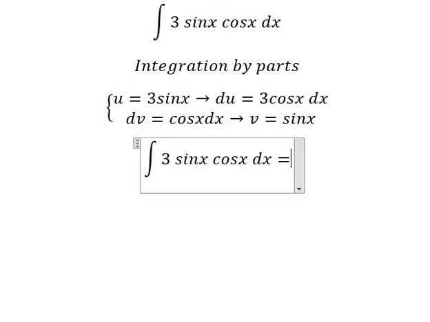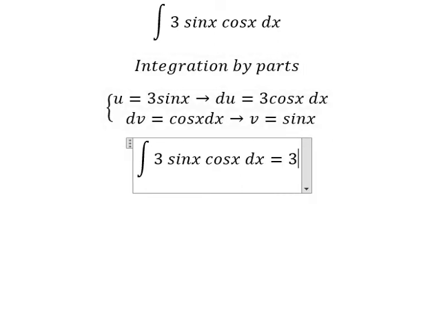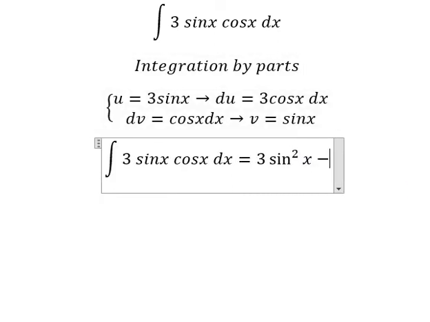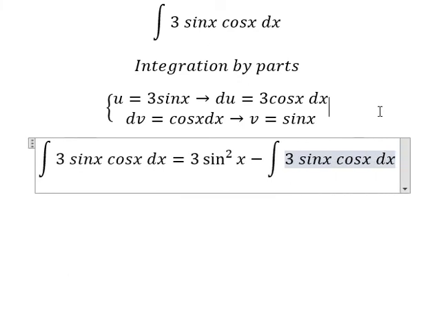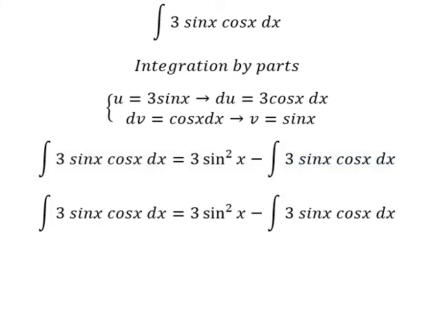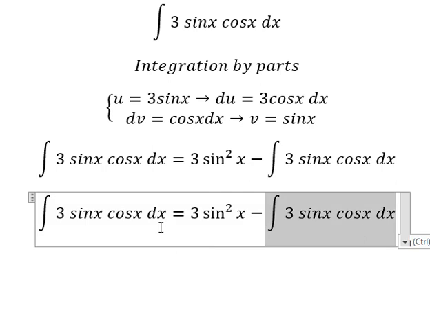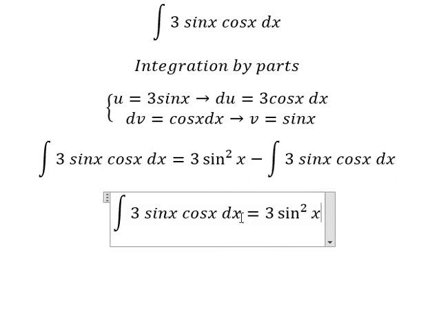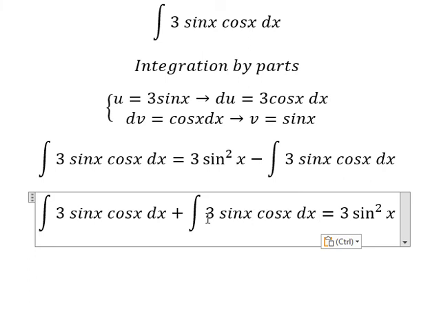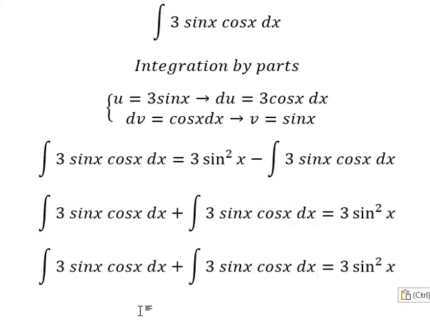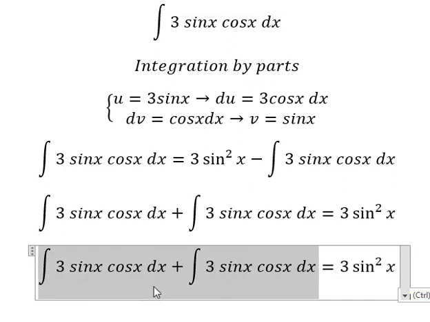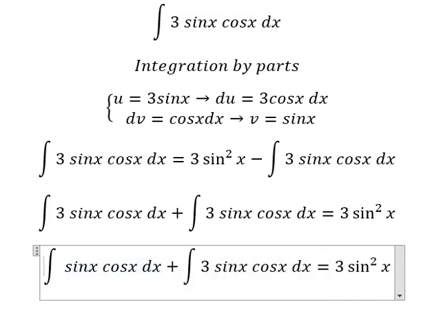So we have u multiplied by v, minus the integration of u multiplied by v, so we have the integration of 3 sin x cosine x dx. Next I will move this one to the left, and we have positive the integration of 3 sin x cosine x dx. So we sum two integrals together and we have number 6.